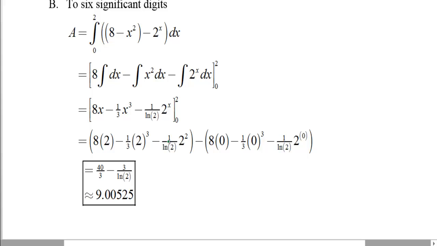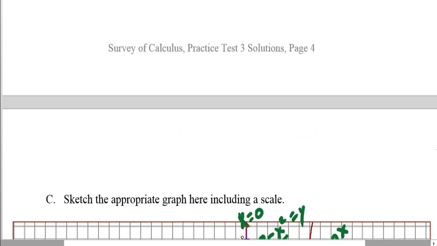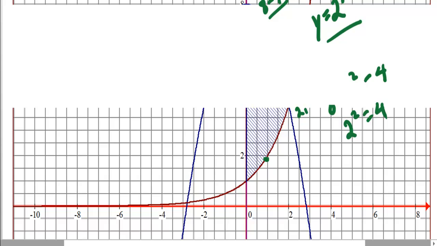And over here we get minus 4 over ln of 2. Negative 4 over ln of 2 plus 1 over ln of 2 is negative 3 over ln of 2. 2 to the third is 8, so this is 8, and this is negative 8/3. 16 minus 8/3, get a common denominator, that's 40/3. So this is the exact value right here, 40/3 minus 3 over natural log of 2, or approximately 9.00525. And that's the area of the shaded region that we're looking for.